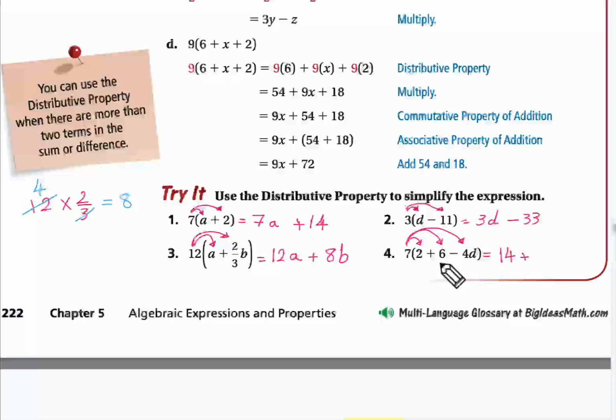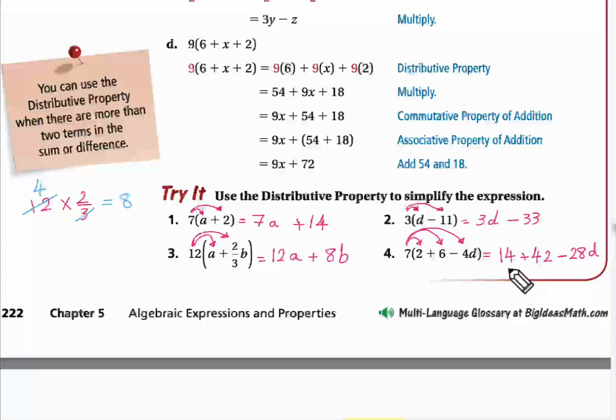7 times 6, 42, Mr. And now, we use the same sign, minus. 7 times 4D. So 7 times 4 to be the coefficient of D. 7 times 4 equals 28. So 28D.